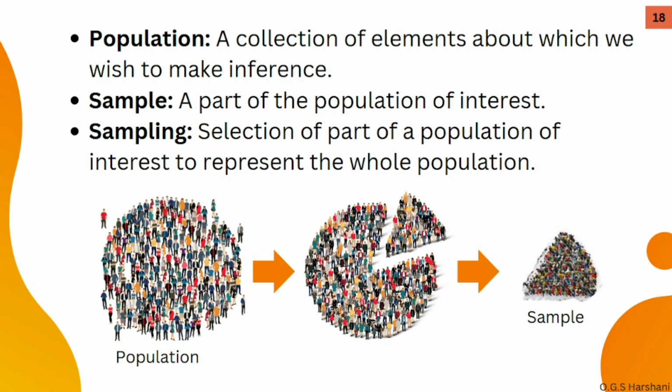Population: a collection of elements about which we wish to make inferences. For example, if you are interested in the opinions of all students at the university, then all the students at the university are your population. Sample is a part of the population of interest, and sampling is the selection of part of a population of interest to represent the whole population.